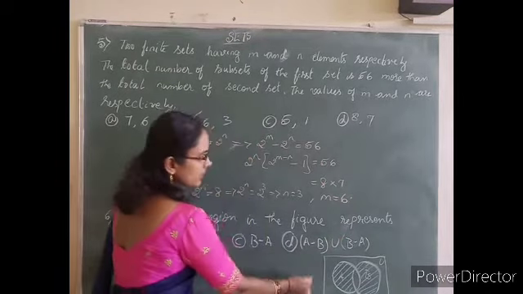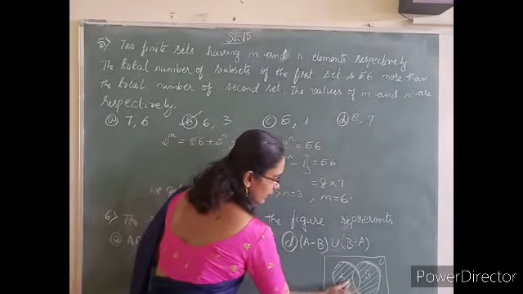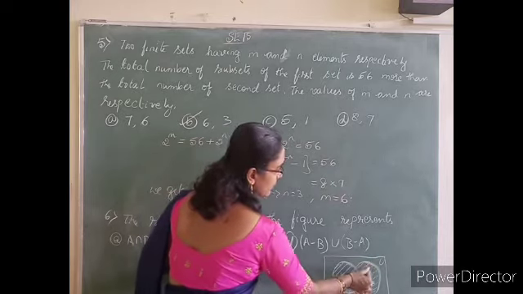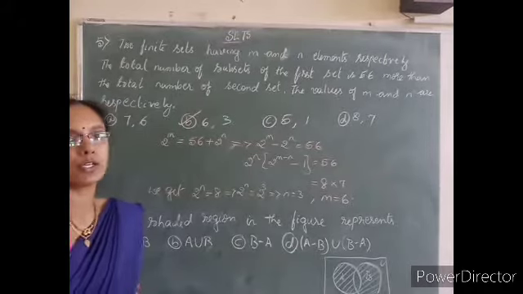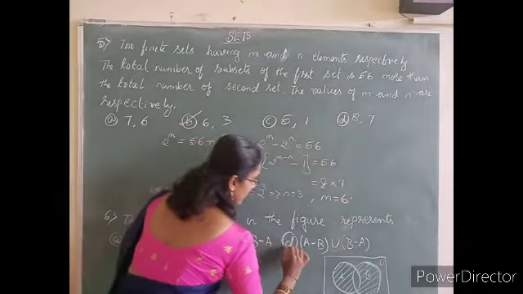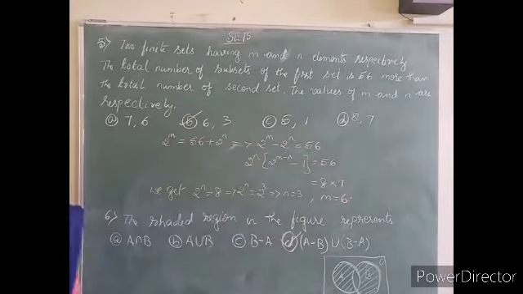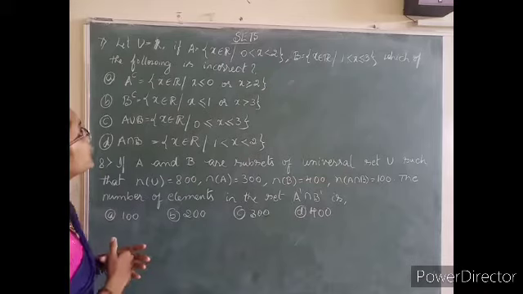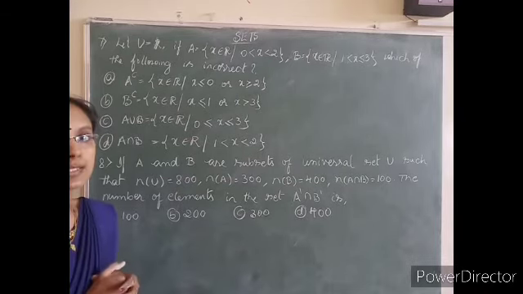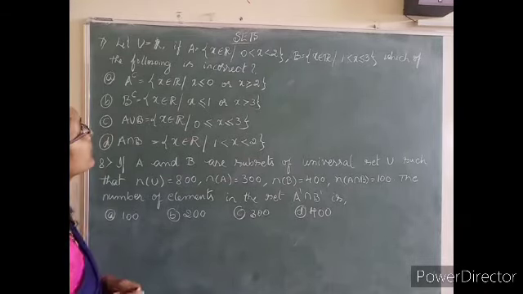So A minus B means you have to shade the left side portion only. B minus A means you have to shade the right side portion only, and taking the union, therefore this represents A minus B union B minus A. Next one. Let U denote the universal set, the set of all real numbers.